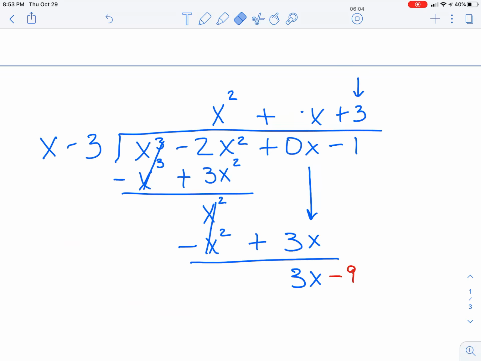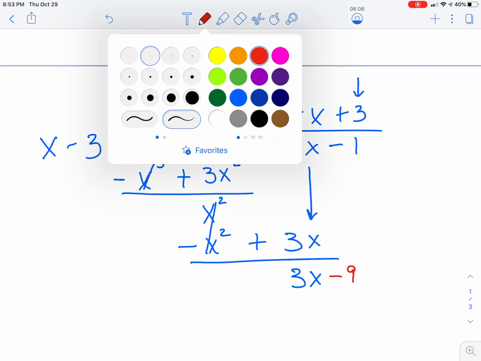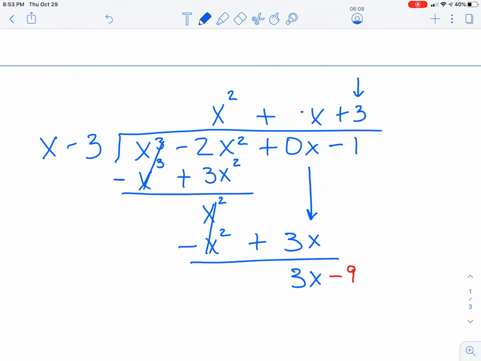Okay, so let's get rid of those arrows because it gets really messy. Go back and get my blue. So I have 3x minus 9. Oh, wait a minute. Whoops. I made a little, what did I do here? 3x. I have a 3x.